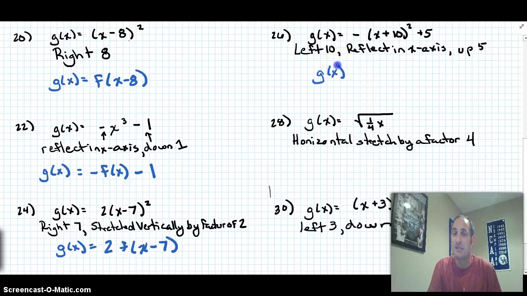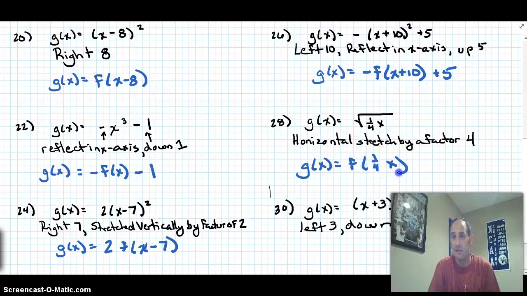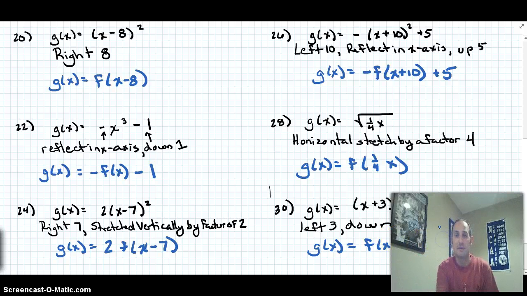So g of x had to equal negative f of x plus 10. I've changed the input, plus 5 at the very end. And that's the function notation for this. This last one is very easy, actually. g of x equals f of 1/4 x. They've changed the input. And then finally, this one went left 3 and down 10. It would have been x cubed, but it's x plus 3 cubed. So we have to say in this case, g of x equals f of x plus 3, and then take away 10 at the end of it. So there is 20 through 30, and we've got another video after that.